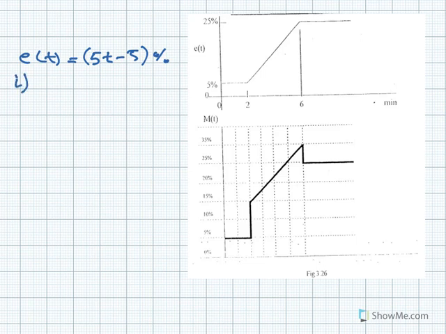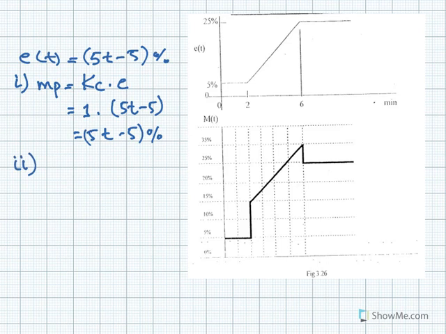So due to the proportional mode, we can calculate the MB, as you remember that MB equals Kc multiplied by the error. So here Kc is 1, the error is 5t minus 5, so you have 5t minus 5 percentage. Remember that we are working on this interval.